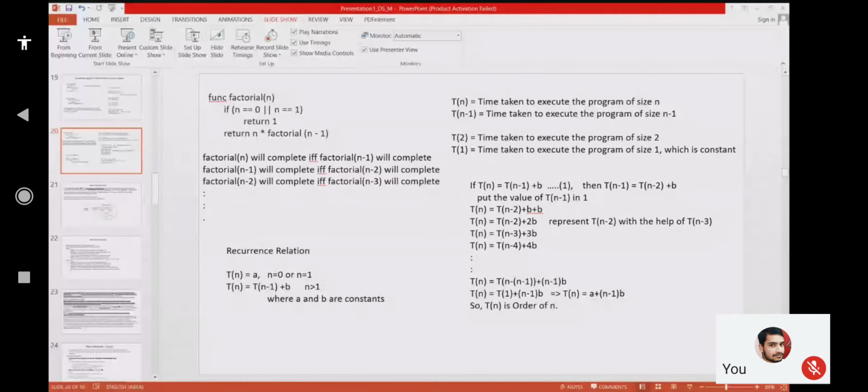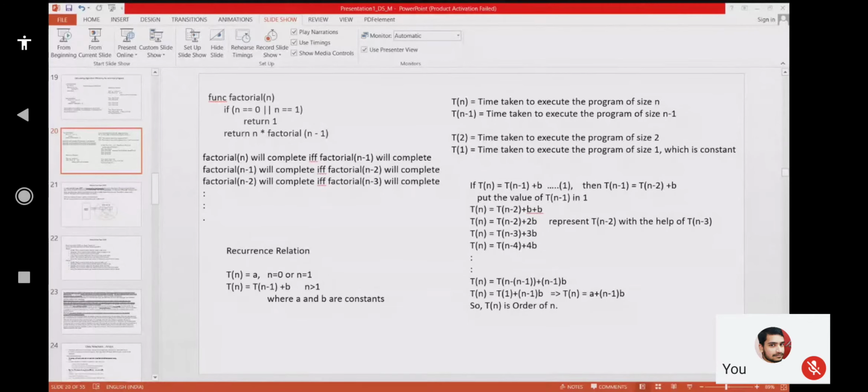So for T of n? T of n means the time taken to execute the program of size n. Here the problem is to determine the factorial of a number n. Similarly, T of n minus 1 means the time taken to execute the program of size n minus 1. So if n is equal to either 0 or 1, we can say T of n is a constant time.